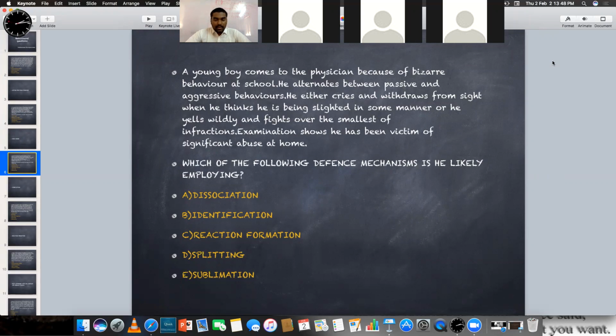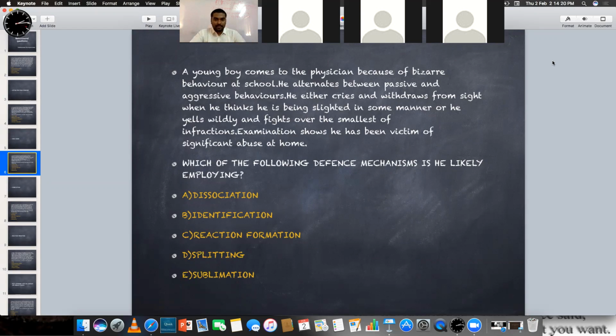Now, there's this one person who was talking about splitting. Now, splitting, there are two things. Splitting is most commonly seen in women. The history says he's a young boy. Splitting is seen in borderline personality disorders. So one difference here is the age and sex. It's seen in women, of at least 13 years of age. Here he's a young boy. So there are two differences here.